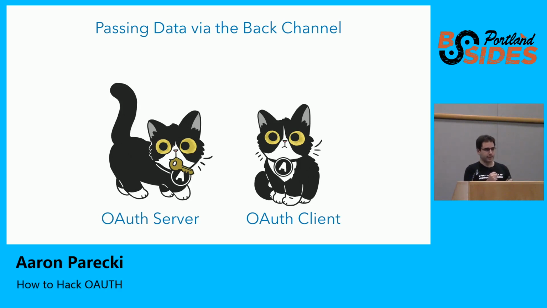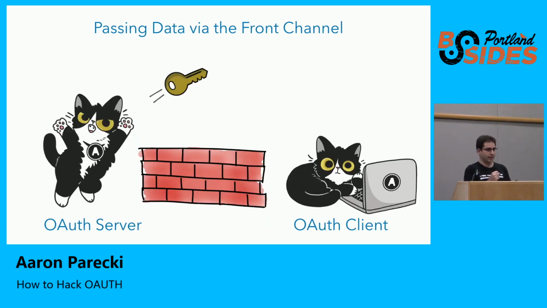Using the front channel to send data is more like throwing it over a wall and kind of hoping they catch it. And I want you to think about both sides of this wall, right? Because on the OAuth server side, the cat is trying to throw this key over to the client, can't see over the wall, so it kind of just has to hope that it's caught by the right application and that it wasn't intercepted and didn't fall on the ground. And there's no way to confirm this.